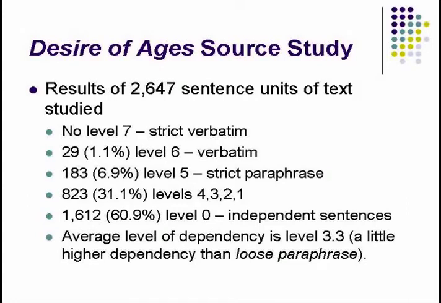Level 5, which is a very strict paraphrase, maybe 3 or 4 words are changed in the sentence, he found 183. Or 7% of those chapters. The other levels of 4, 3, 2, and 1, he found altogether 31% of those in the book. Zero dependence whatsoever, not a word that he could find, 61% of those chapters have no dependence. The average level of dependency is 3.3, which is a little higher than a loose paraphrase on those chapters.